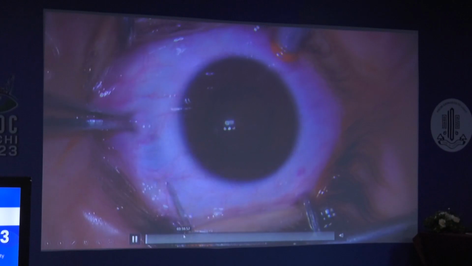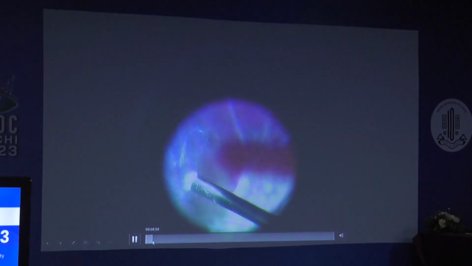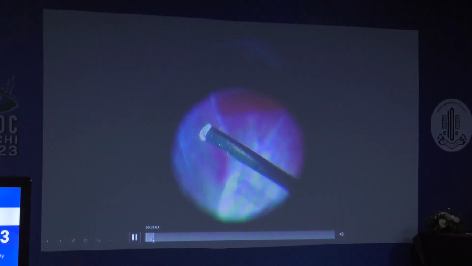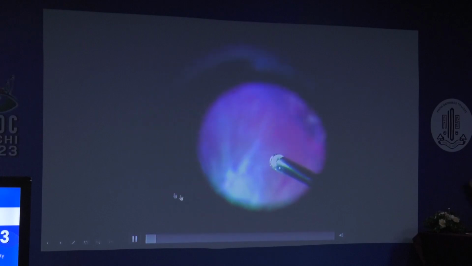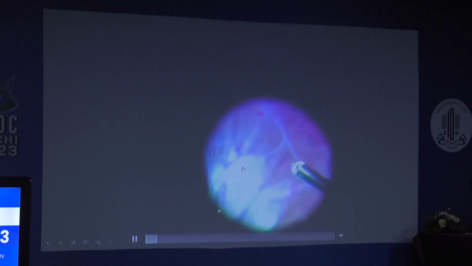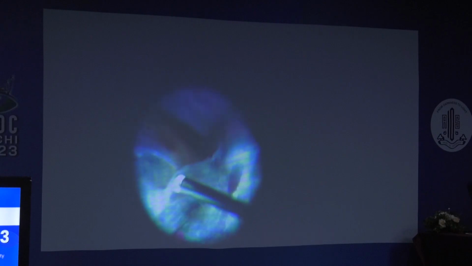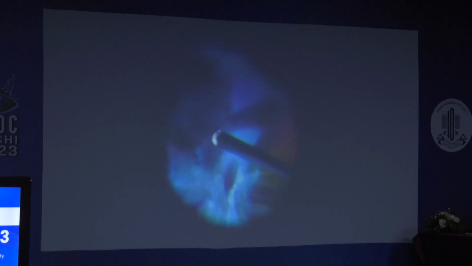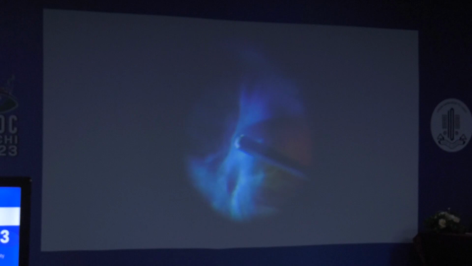Sometimes there may be combined detachment in diabetics. So this was a patient who had a combined TRD. So sometimes you can see this break here on the nasal side. It may be very difficult to find a plane also.